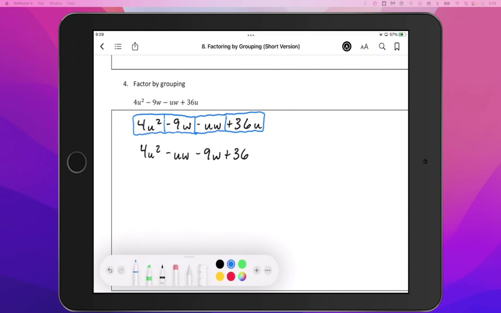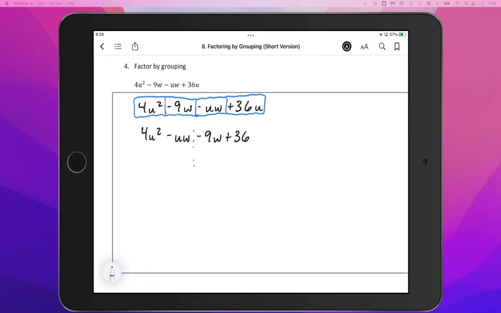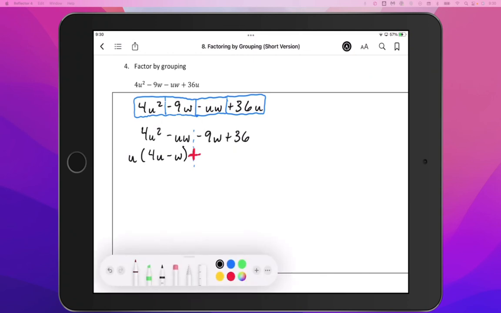And so on the left, I see that I do have a u in common, so u will factor out. That leaves a 4u minus w. And on the right, again, remember this is always a plus sign here. On the right, I can factor out a 9, which would leave w plus 4.